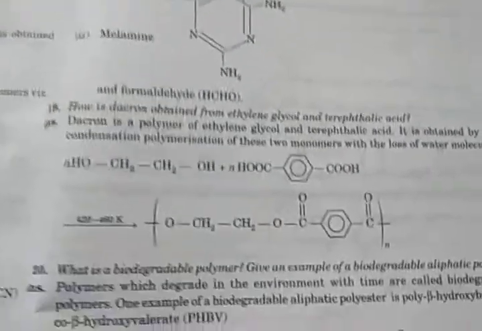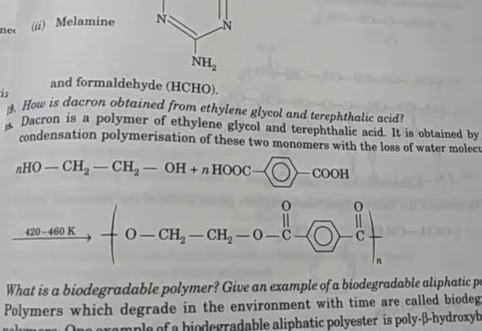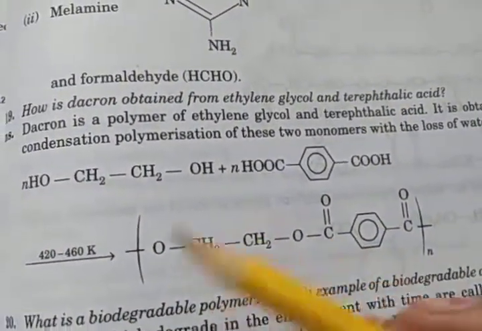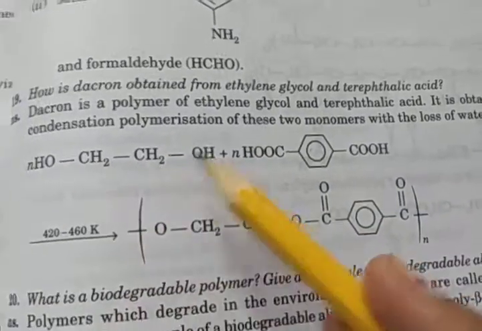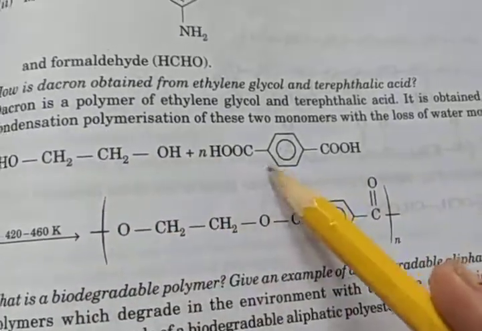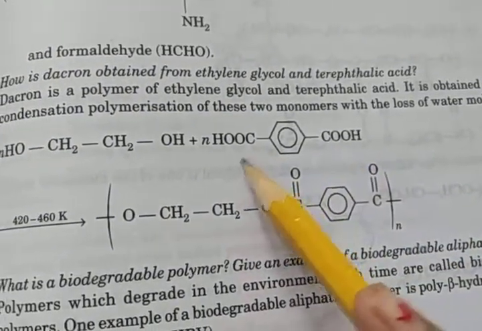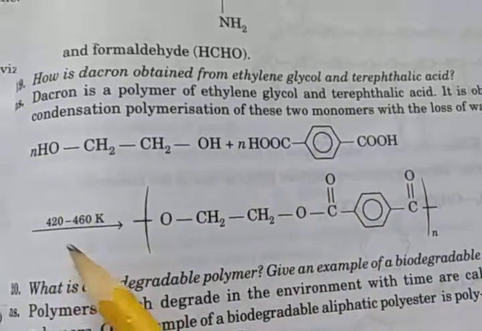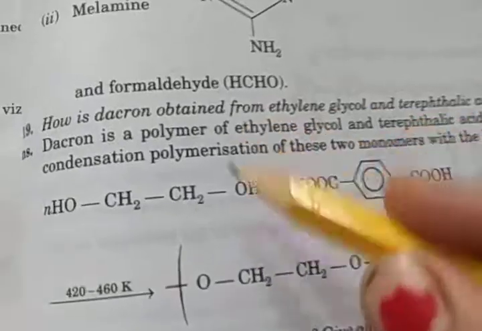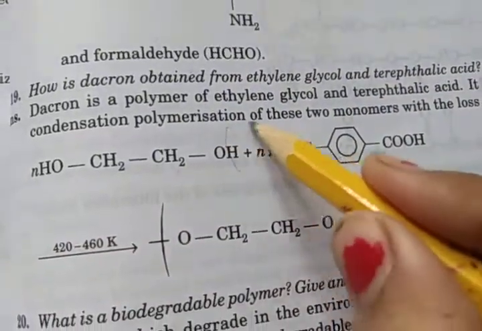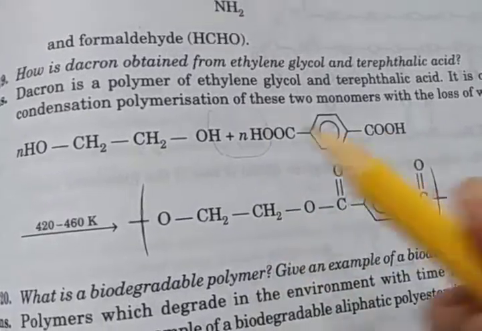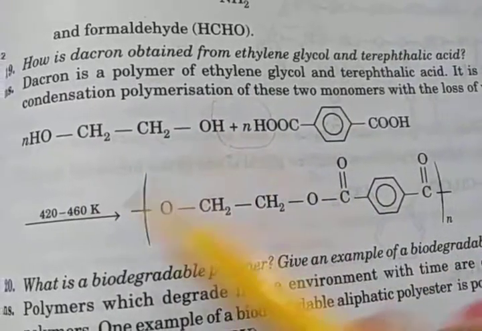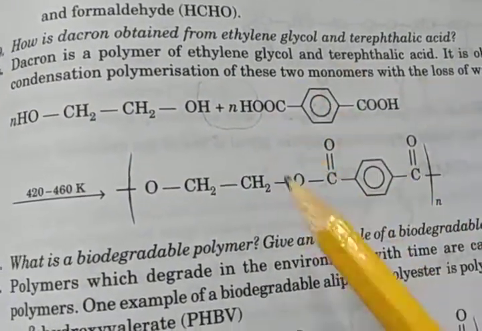Then question number 19, how is Dacron obtained from ethylene glycol and terephthalic acid? So here you see Dacron is a polymer of ethylene glycol. Here you see OH, CH2OH, it is ethylene glycol, and the second one is terephthalic acid, with carboxylic groups attached on both sides of benzene. At the given temperature of 420 to 460 Kelvin, this unit is hydrogen and the carboxylic group is OH. So a water unit is removed, and then both units combine together, and the front side and back side also the same, both sides break. Okay, so bonds are formed.